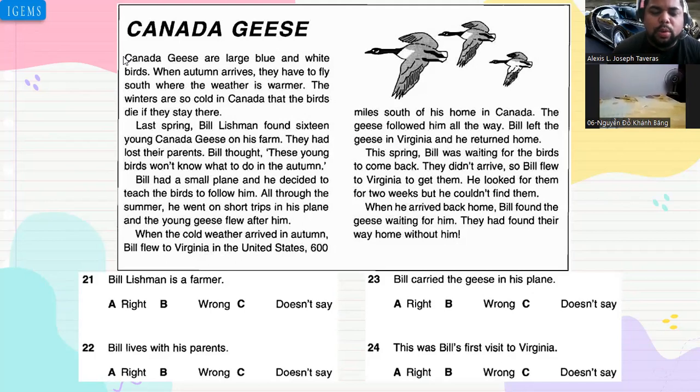Bill lives with his parents. What was your answer? Can you pardon, please? I was asking you. I think maybe I did not listen to you quite well. The question I'm asking again: Bill lives with his parents. What is going to be the answer? Right, wrong, or doesn't say it? Wrong. Now I could listen to you well. Bill carried the geese in his plane. Wrong. This was Bill's first visit to Virginia. Doesn't say. All right.